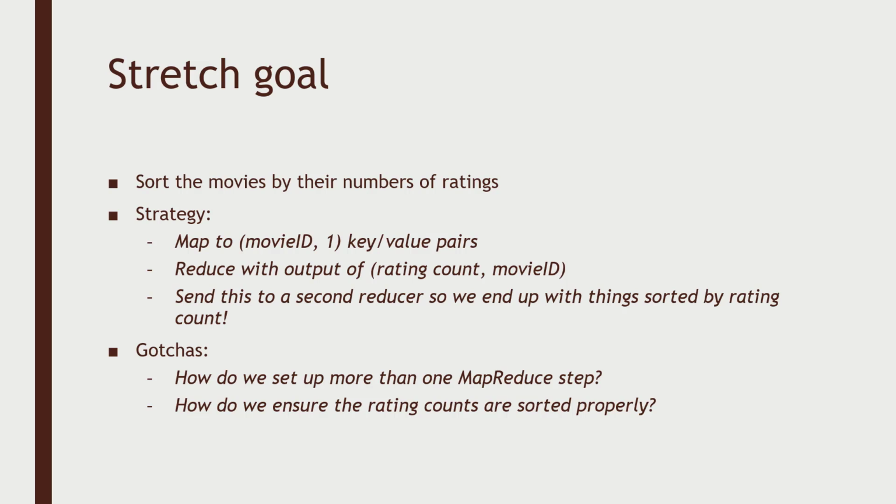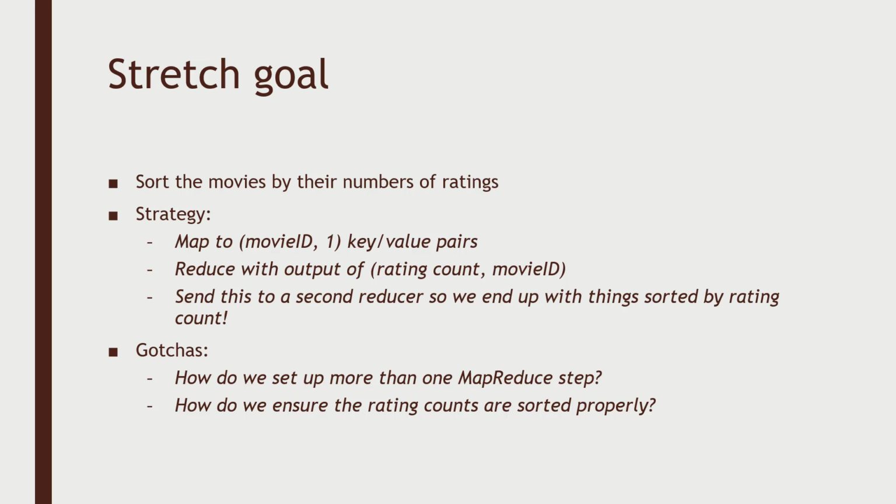So here's one strategy for doing it. In the mapper, what we can do is output movie ID for the key and then 1 for the value. Okay, so just like we were doing before to count things up, same idea. But then when we get to the reducer, what we're going to do is output things flipped. So instead of movie ID and the total count of ratings, we're going to flip that around to actually output the rating count as the key and the movie ID as the value. Okay?